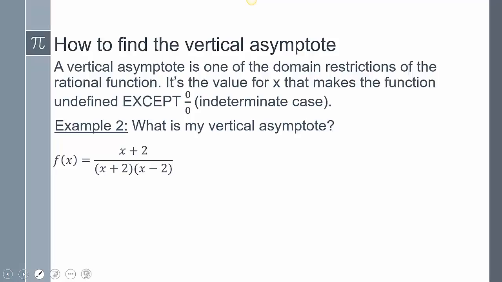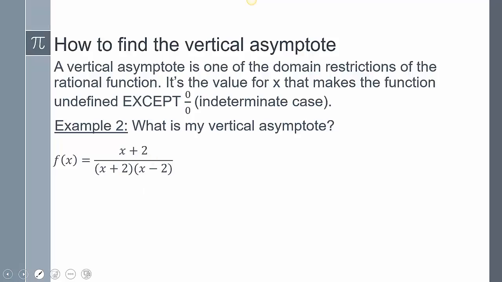Now, how do we find this vertical asymptote? That was one of the first things that we mentioned. Luckily for us, we just practiced finding the domain of a rational function. The vertical asymptote is part of that domain restriction. A vertical asymptote is one of the domain restrictions of a rational function. It's the value for x that makes the function undefined, except in the 0 over 0 indeterminate case. That 0 over 0 indeterminate case is something else we're going to talk about shortly. But anytime it's a domain restriction that's not 0 over 0, that's a vertical asymptote.